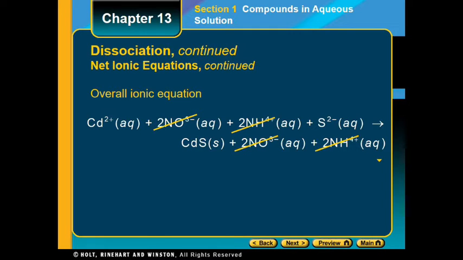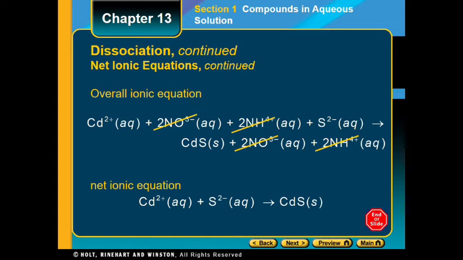So that's called your overall ionic equation. We've canceled out your spectator ions that appear on both the reactant and product side. So your net ionic equation takes out the spectator ions and leaves what I had highlighted. Cadmium and sulfide ions yielding cadmium sulfide, which is in the solid state because it will be insoluble in water. So know the difference between overall ionic equation, spectator ions, and the net ionic equation.